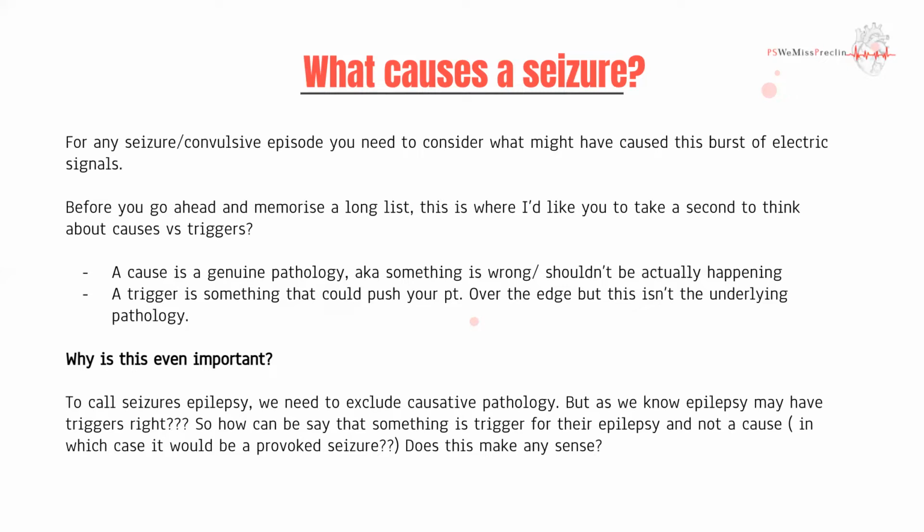So here is the difference between a cause and a trigger. A cause is a genuine pathology. There's something genuinely wrong, either on a structural level, or on a chemical level, endocrine. Something is going on that should not be happening. A trigger, on the other hand, is kind of something that's not great, but wouldn't be shocking, right? It's something that's usually non-pathological, and it's something that pushes a patient over the edge once they already have a predisposition towards something. So let me give you an example. Actually, there's an example on the next slide.